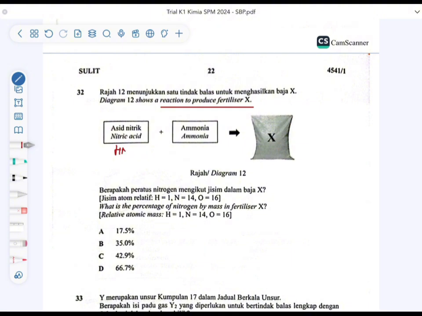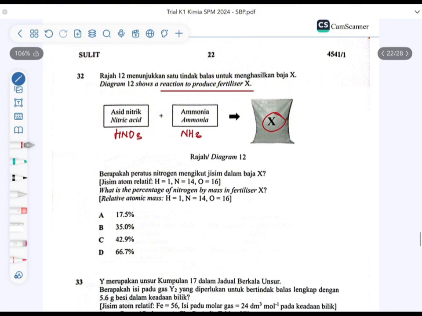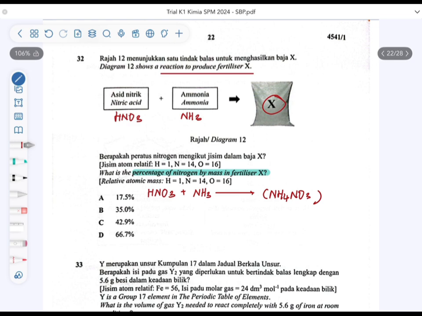Okay, so for the next question, we have this reaction to produce a fertilizer X. The reaction between nitric acid, which is HNO3, with ammonia will form the fertilizer X. So we are going to identify the percentage of nitrogen by mass in the fertilizer X. Let's write the chemical equation for this reaction first. So nitric acid reacts with ammonia to form ammonium nitrate. This is the formula for the fertilizer X.